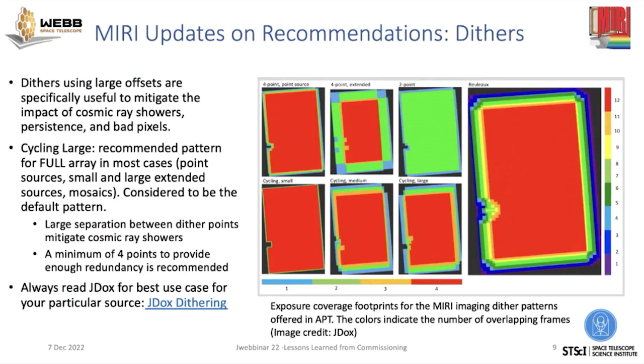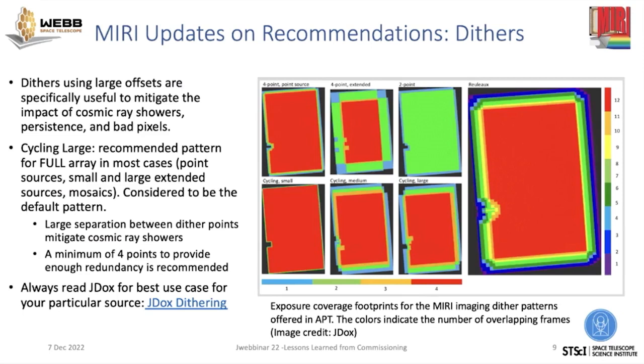So for MIRI and APT, there are 6 or 7 dither pattern options offered. So that's going to be ranging in how large the offset is and what the pattern is. So this image here shows the number of overlapping frames. And we want the largest dither offset as possible to make sure that you can get rid of the cosmic rays, the bad pixels that are affected by the cosmic rays as they're decaying.